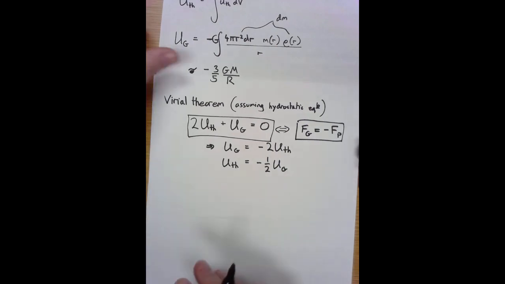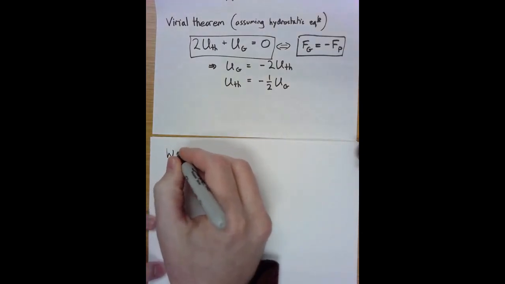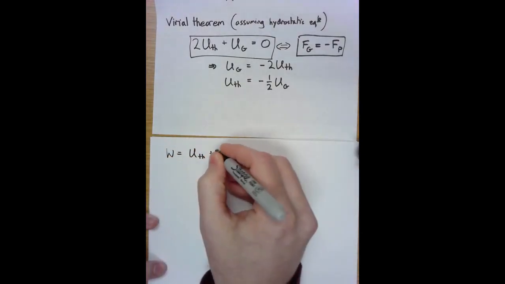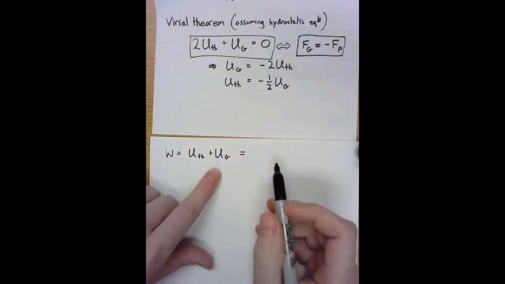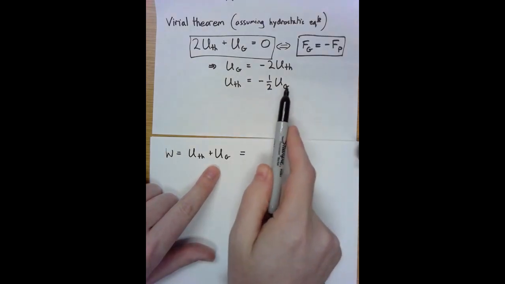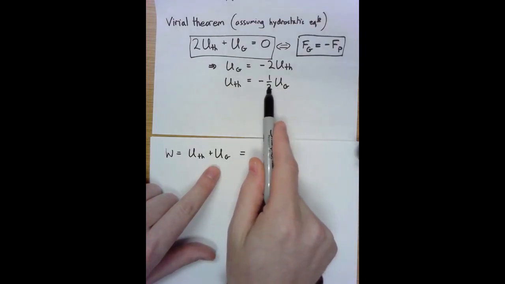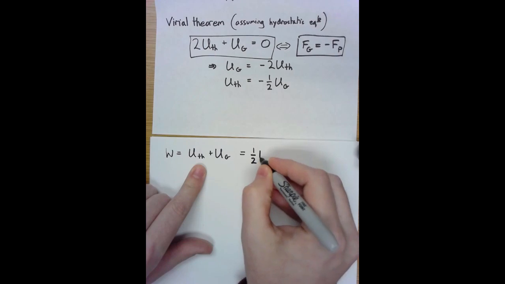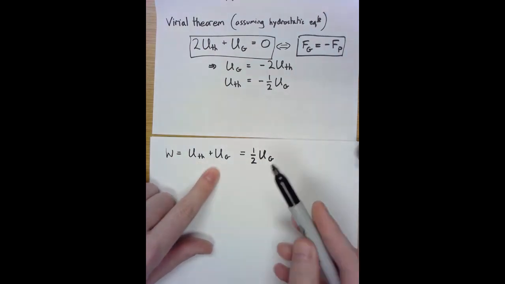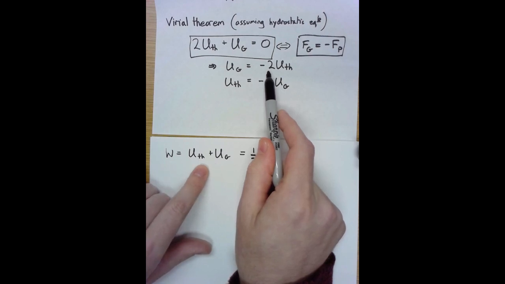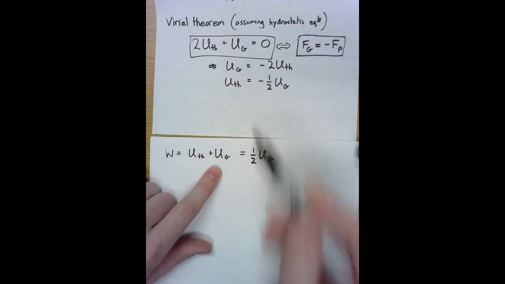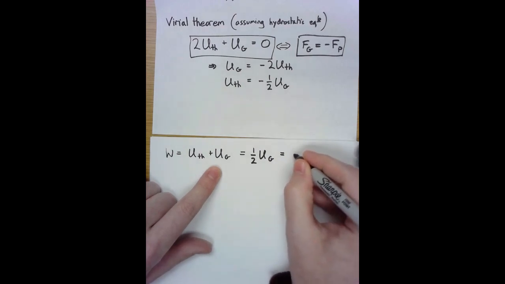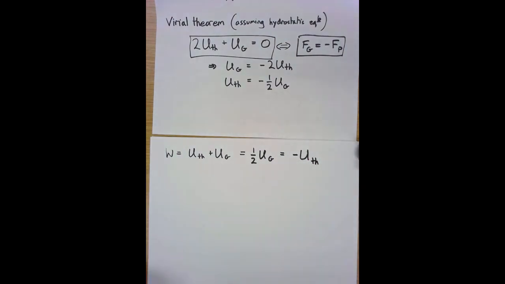Now this is very useful, and I'll give you a couple of examples of why it is useful. Firstly, we can write down the total energy of the star, which is just the sum of the thermal energy and the gravitational potential energy. And if we use the fact that the thermal energy is minus 1/2 the gravitational potential energy, and substitute this in here, we find the total energy is 1/2 U gravitational. Or we could substitute in minus 2 U thermal for U gravitational, and we'll find that the total energy is also equal to minus the thermal energy of the star.